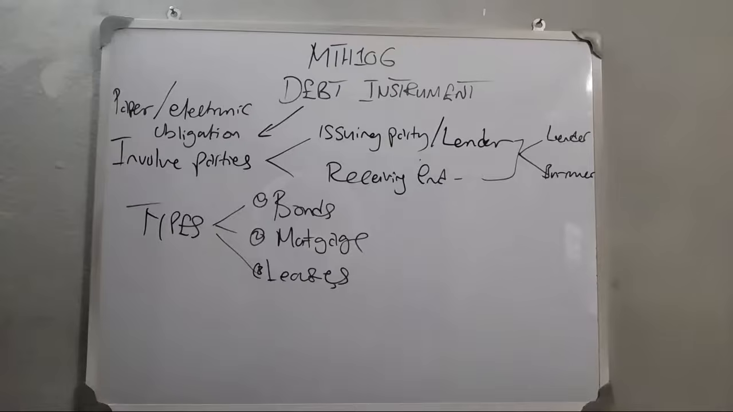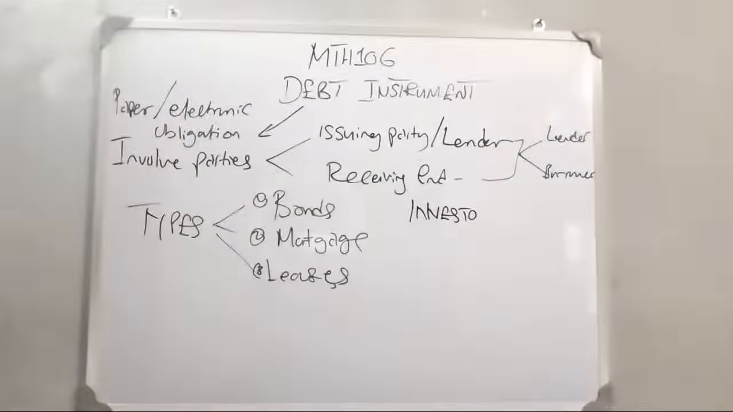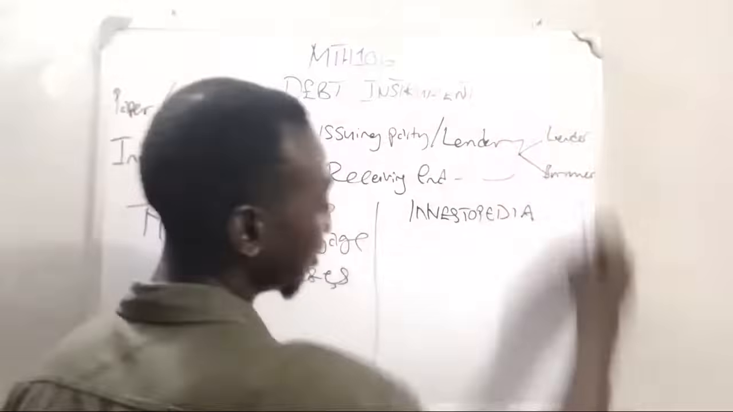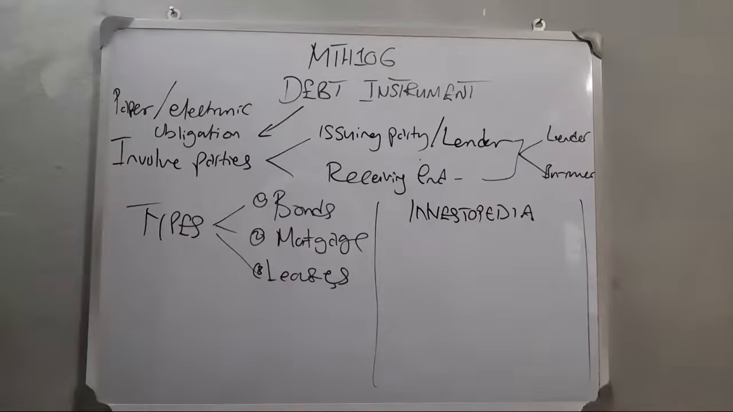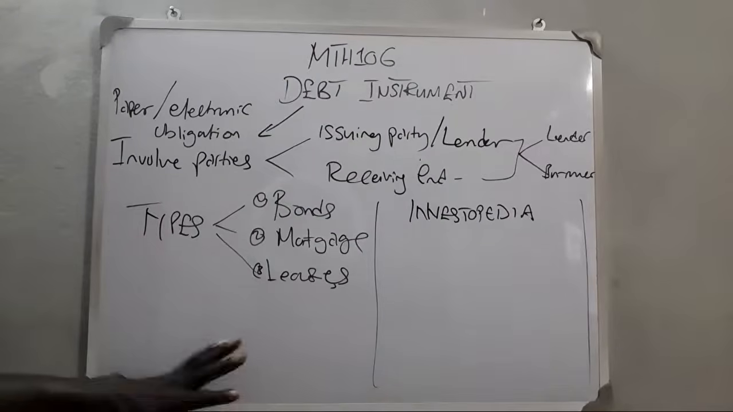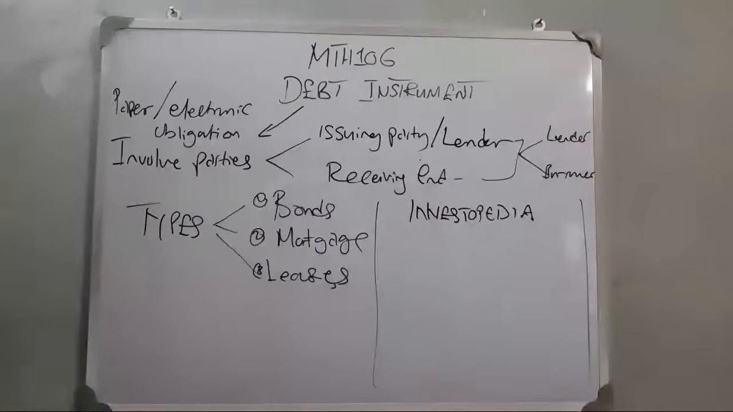Investopedia gave an analogy. According to Investopedia, debt instruments are ways for marketers and participants to easily transfer the ownership of debt obligation, the easy transfer of ownership of debt obligation from one party to the other.